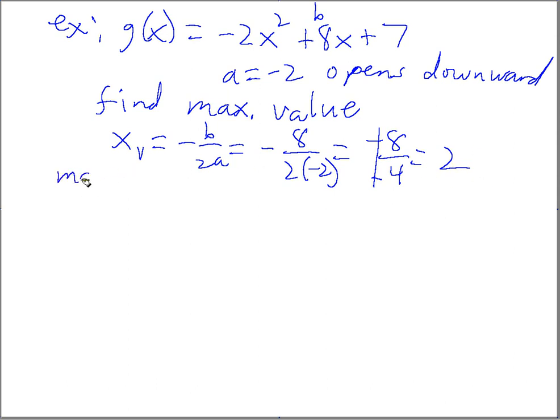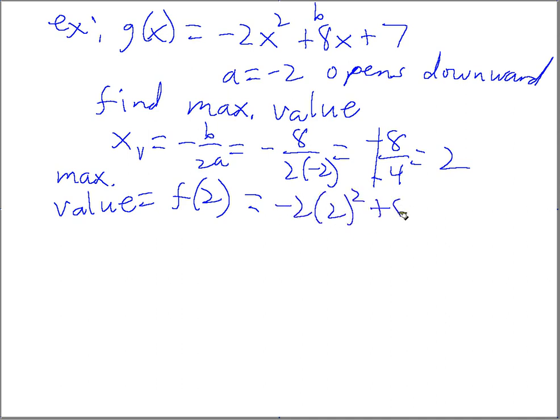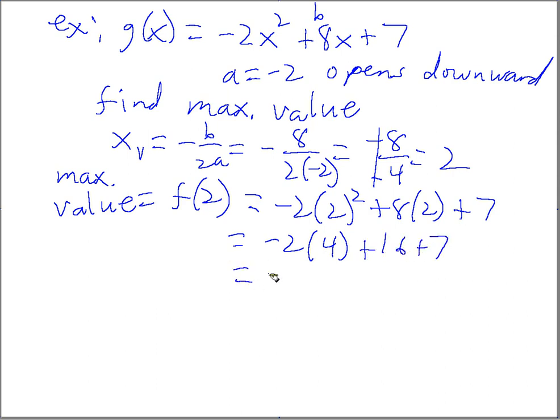So the maximum function value here is going to be f of 2. Let's plug it in. Negative 2 times 2 squared plus 8 times 2 plus 7. That's negative 2 times 4, plus 16 plus 7. That's negative 8 plus 23, from 16 and 7. So positive 15 is the maximum function value that this quadratic function takes on. That's the max value. So again, all we're doing is what?